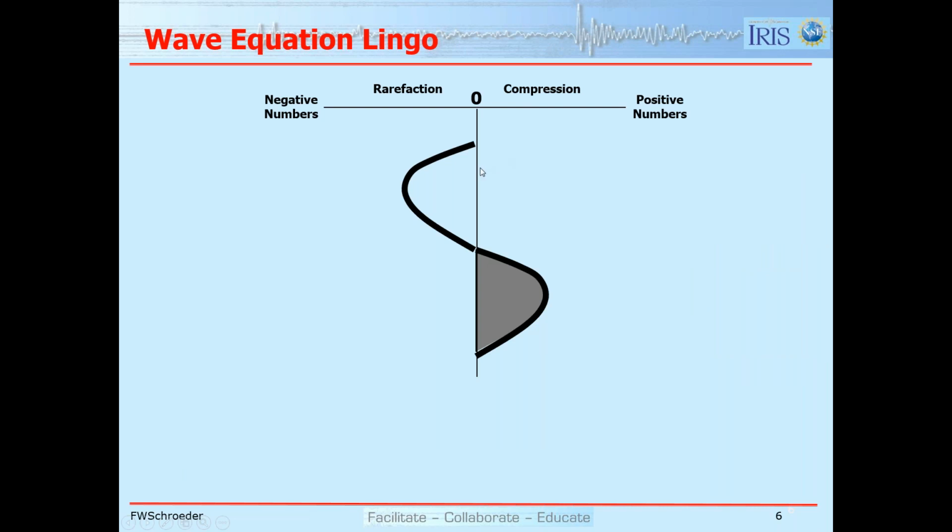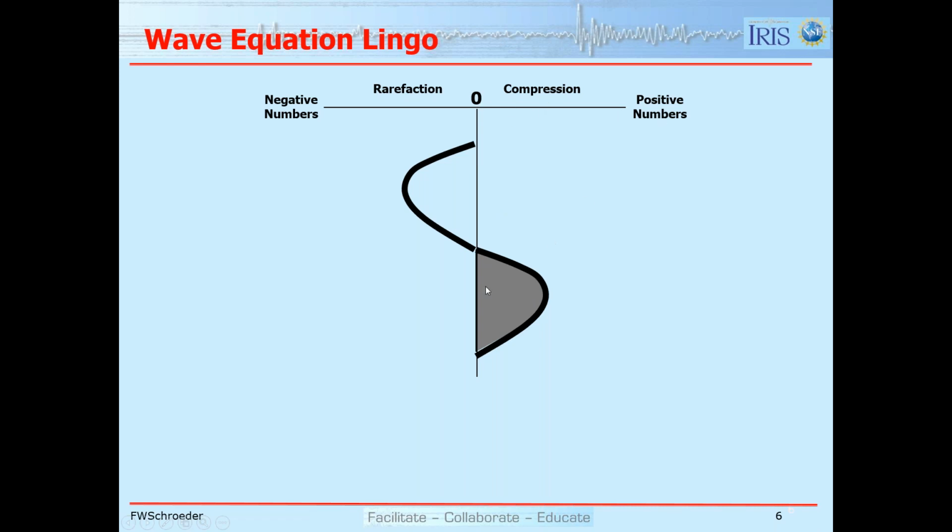Let me talk a little bit about some of the lingo that we use when we talk about seismic waves. We have a trace here. 0 would be no response. And then we can get negative numbers on our seismic trace or the tape of the values. We can get positive numbers. And different people have different ways of representing negatives and positives. In most cases, negatives would mean a rarefaction and a positive would be a compression.